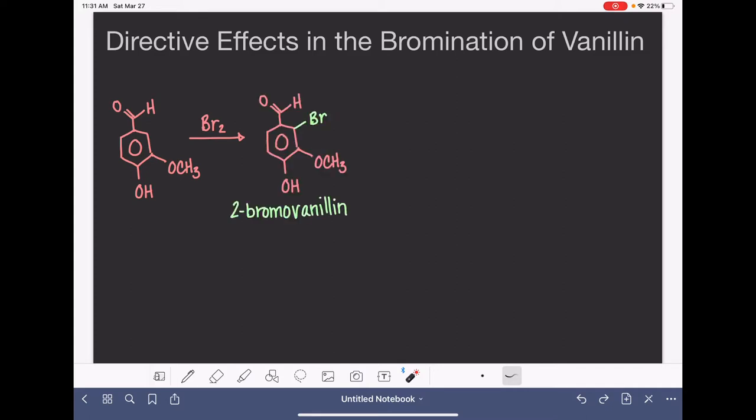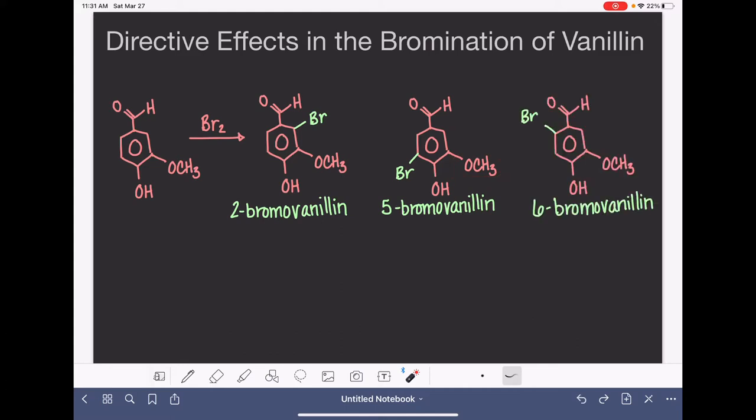If the bromine puts itself ortho to the methoxy group, this makes the 2-bromo-vanillin product. This is position number 2. So this is one possible product of the reaction. Or if it ends up being ortho to the OH group, this molecule is 5-bromo-vanillin. The numbering starts at the aldehyde carbon like that. Or if we end up para to the methoxy group, we would get 6-bromo-vanillin.